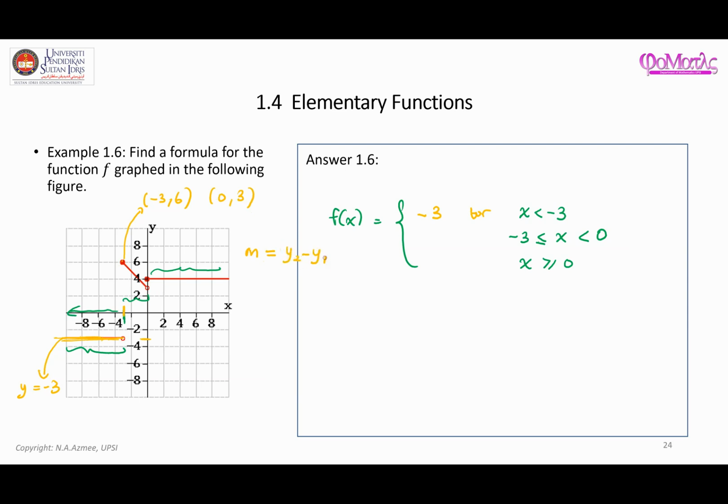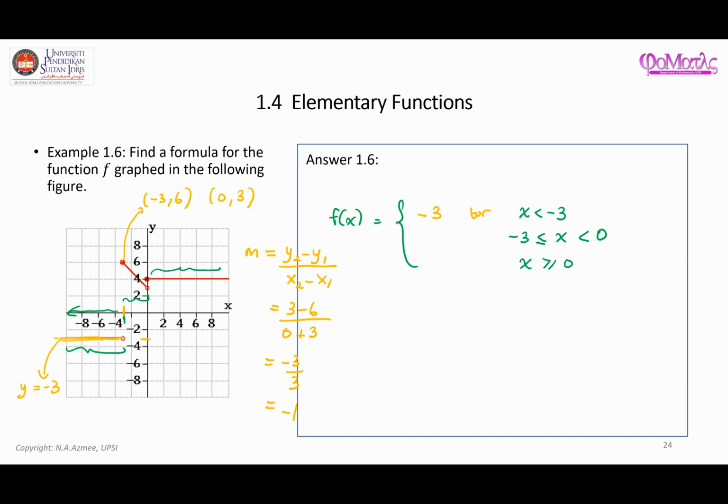So m is equal to (y2 - y1) over (x2 - x1). This is the formula to compute the slope, in case you don't remember. So this could be the first coordinate and the second coordinate. Then we have 3 minus 6 over 0 minus -3, which is plus 3. So there we have -3 over 3, which is -1.